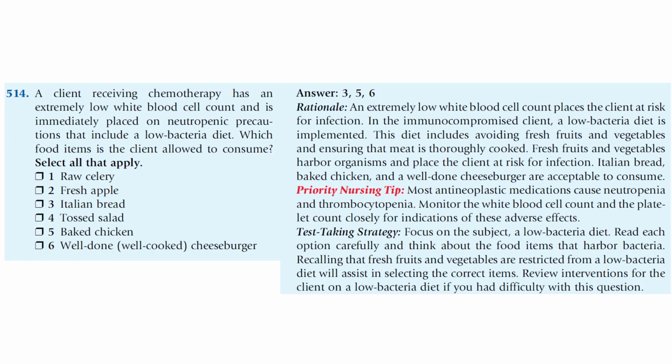Answer 3, 5, 6. Rationale: an extremely low white blood cell count places the client at risk for infection. In the immunocompromised client, a low bacteria diet is implemented. This diet includes avoiding fresh fruits and vegetables and ensuring that meat is thoroughly cooked. Fresh fruits and vegetables harbor organisms and place the client at risk for infection. Italian bread, baked chicken, and a well-done cheeseburger are acceptable to consume.